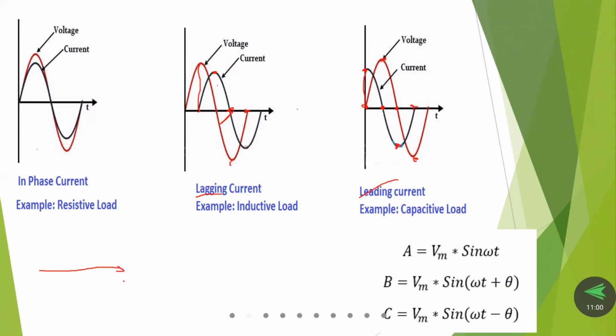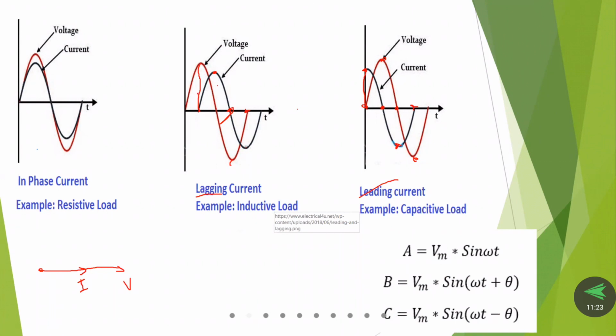So both voltage and current are in phase. So this is a vector representation for in phase or resistive load. Now the inductive load: which one is the leading?